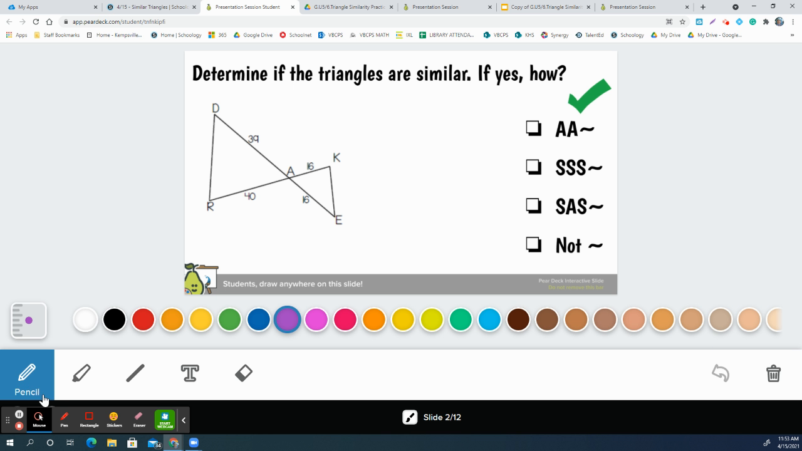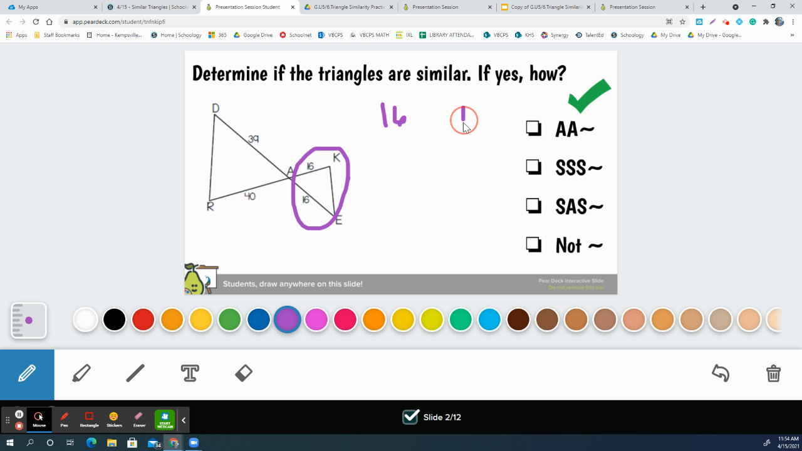Look at this one and talk me through it before I let you go on your own. What would you do here? Angelina, where would you start this one? With the sides, yeah. Would you start with the big triangle or the little triangle? Okay, I think that's great.